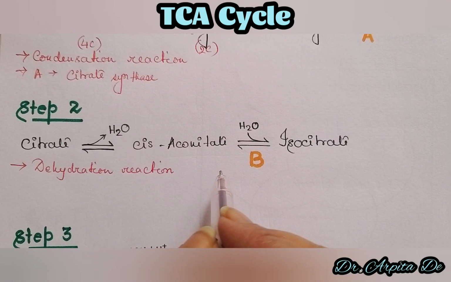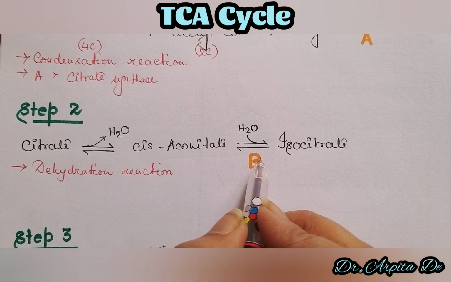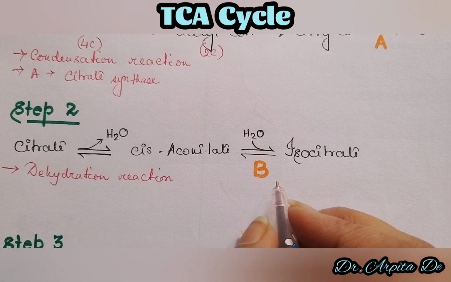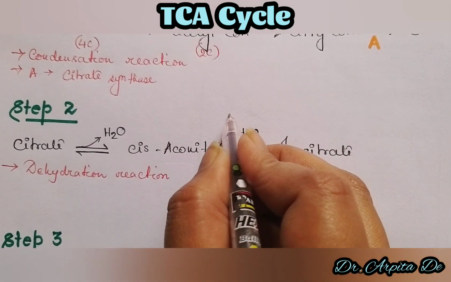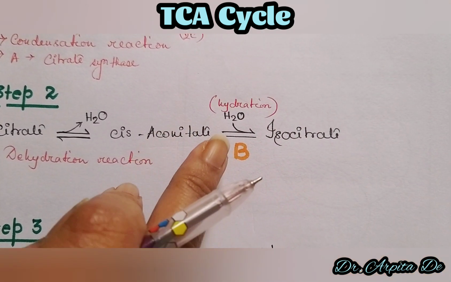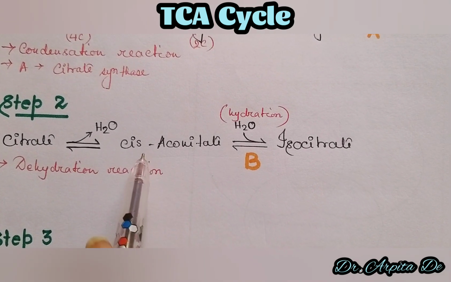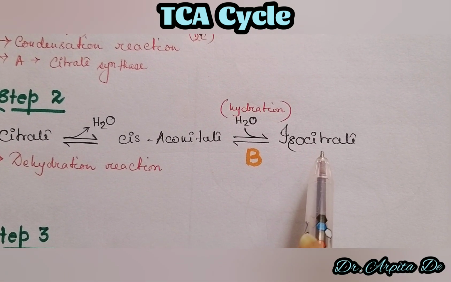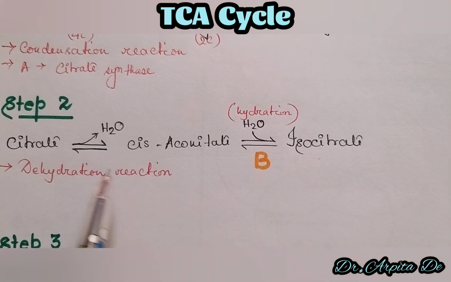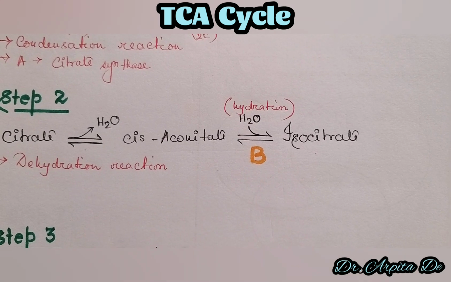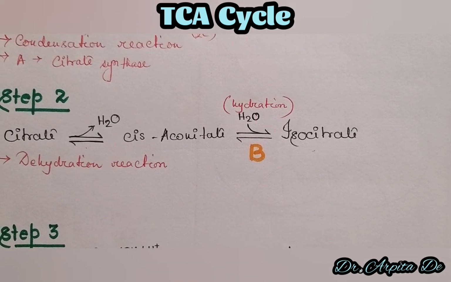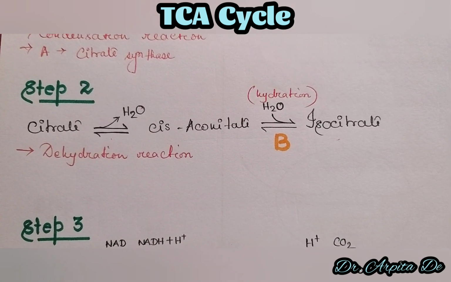Then what is happening? Another step of hydration occurs here, the addition of water. We can say hydration is happening because water comes into play, and cis-aconitate is converted to isocitrate. This is an isomer of citrate. Both these are reversible reactions, and this reaction is mediated by enzyme B, which is aconitase.